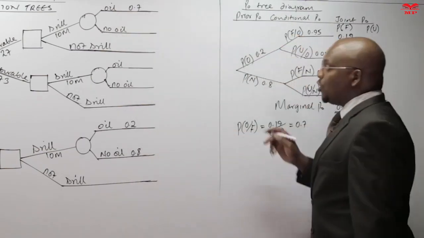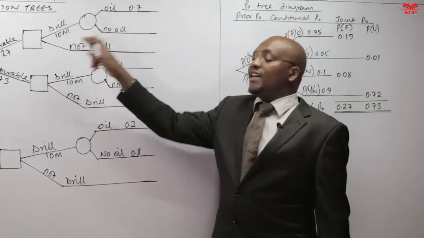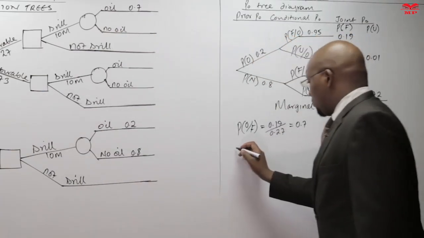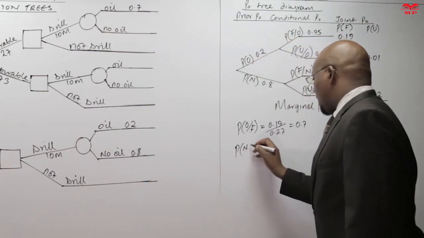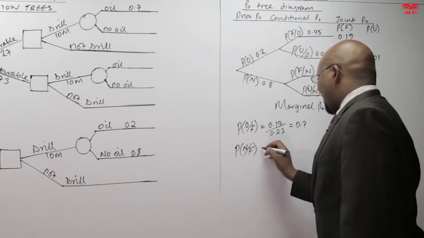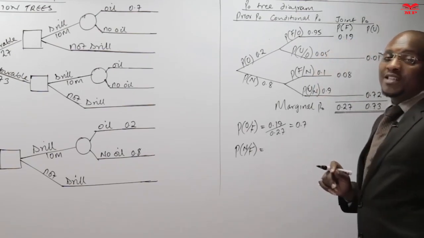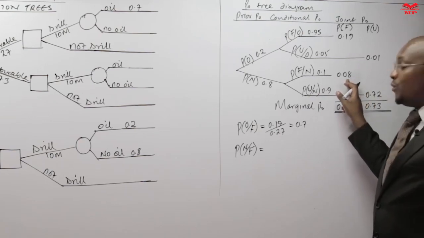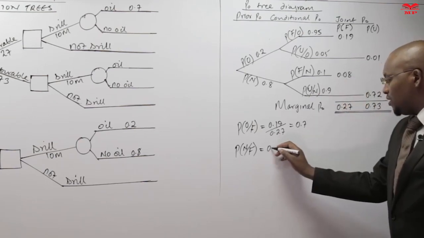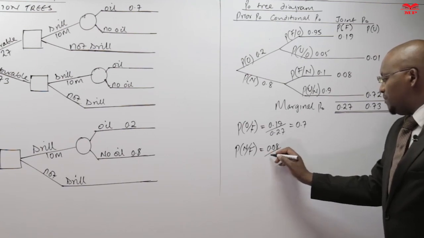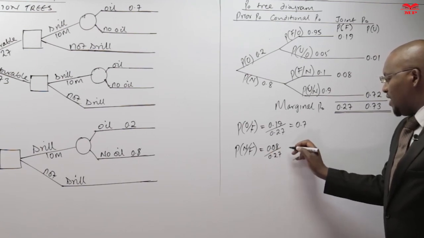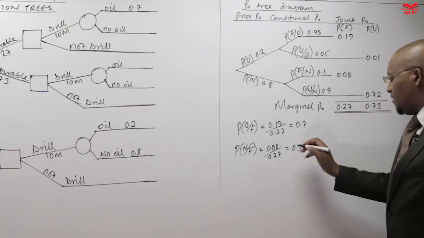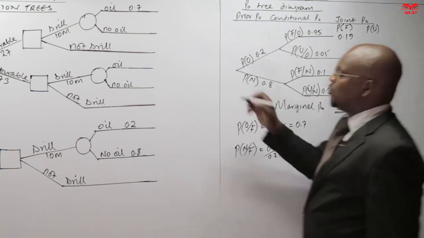While the probability of no oil, given the report is favorable, it is this way. That tells you, you still go to the same column of favorable. Now you choose the one that is from no oil, which is 0.08. So 0.08, you divide by 0.27. This will give us 0.3 on average. Again, you come and record here 0.3.